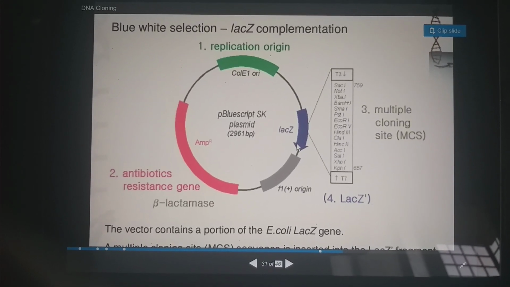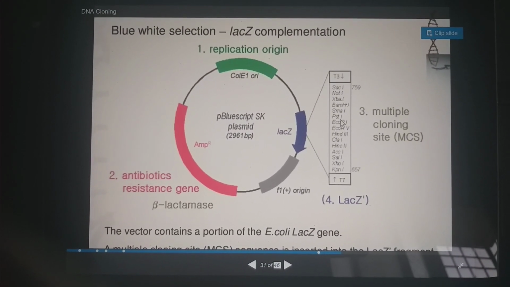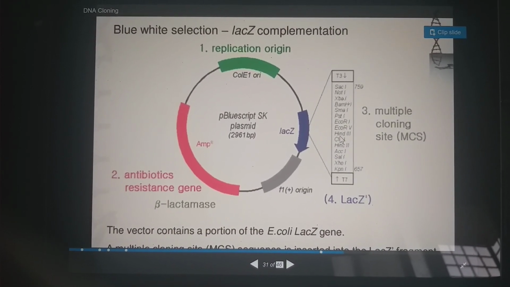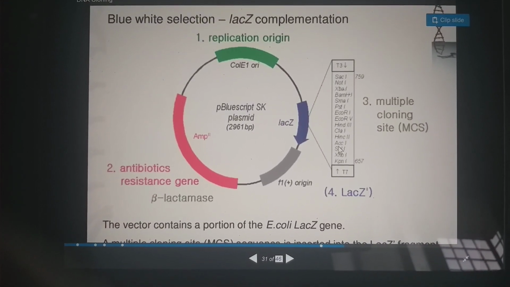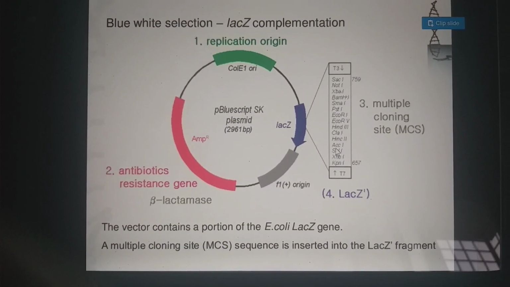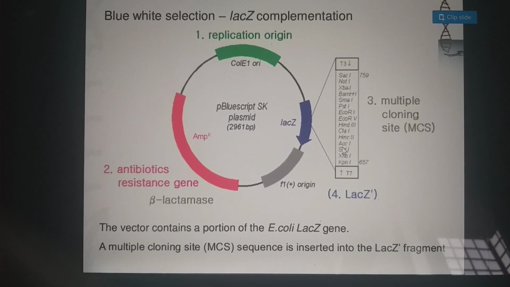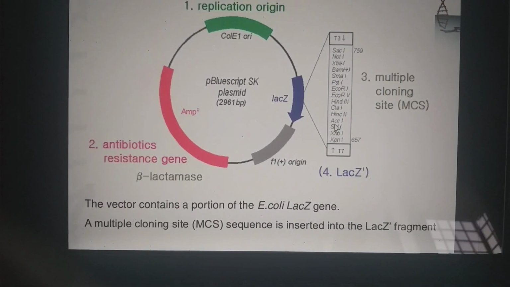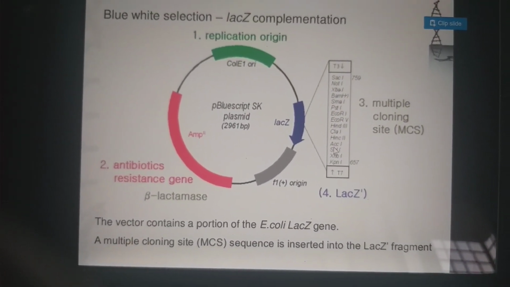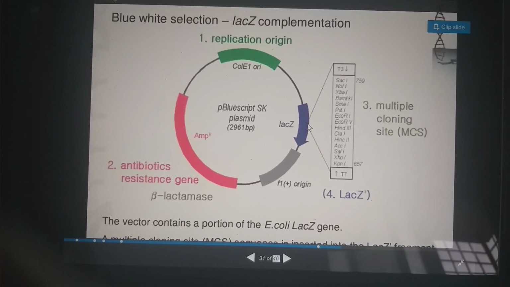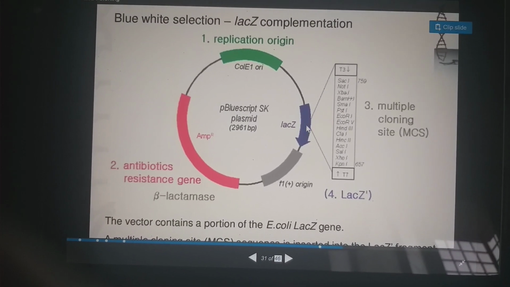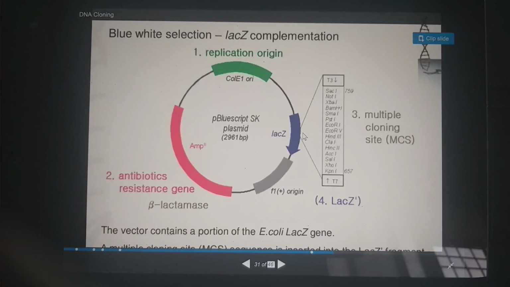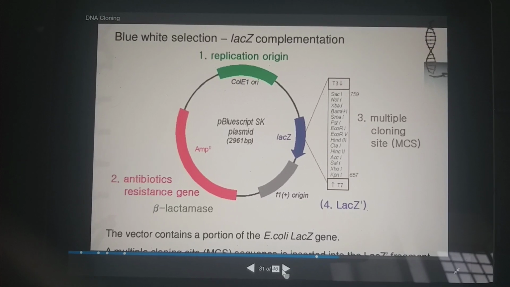You can see that there is a multiple cloning site. This lacZ alpha gene contains the multiple cloning site, which has the recognition sequence for PstI, EcoRI, EcoRV, etc. Whenever we cut this plasmid with any one of the restriction endonucleases, it is going to cut this plasmid in this lacZ alpha. Okay, now let's see next.